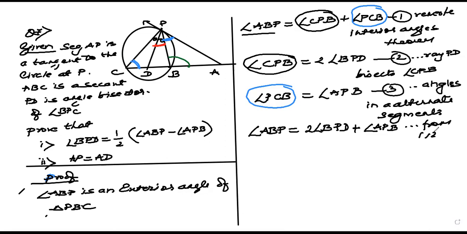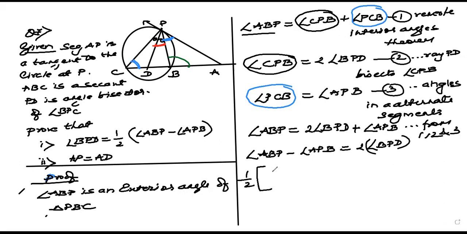And now I think only rearrangement, children. You want twice BPD alone. So APB will go to that side, so what will happen? It will become minus. So angle ABP minus angle APB is equal to twice angle BPD. But I want BPD alone. So naturally this 2 will come down, so it will become half. And it will become ABP minus angle APB.